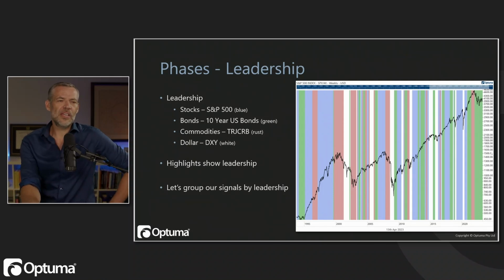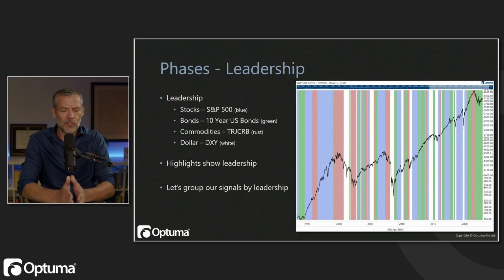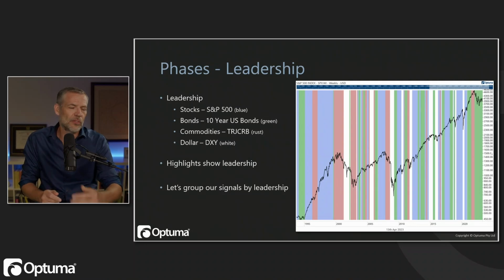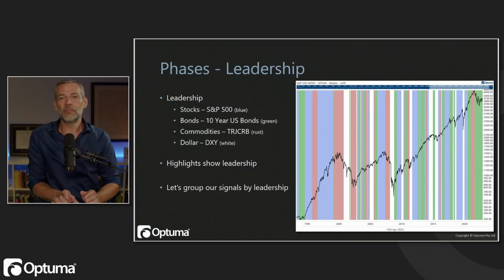And what we can see here is that on this chart, and I'll expand this in a moment, we have stocks when the chart is highlighted blue. Now, what that means is stocks is leading all other asset classes. So if you were comparing stocks to commodities, stocks is outperforming. Stocks to bonds, stocks is outperforming. Stocks to dollar, stocks is outperforming. And that's highlighted in blue.